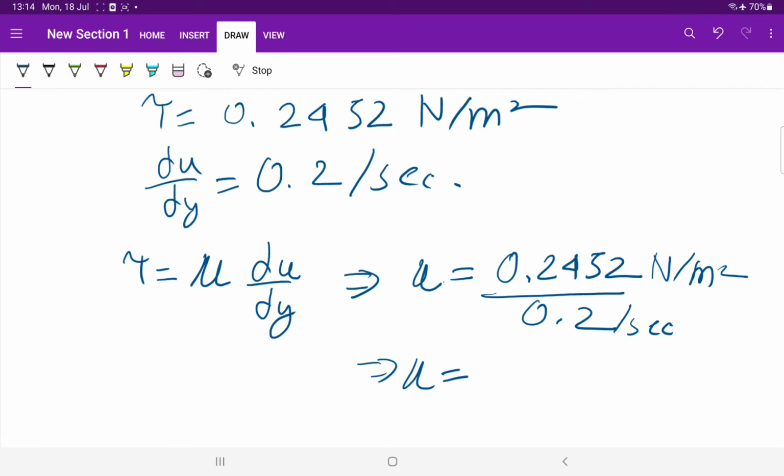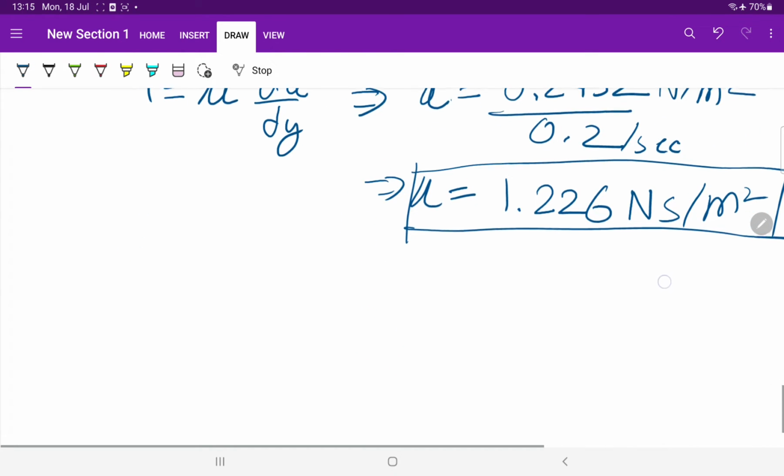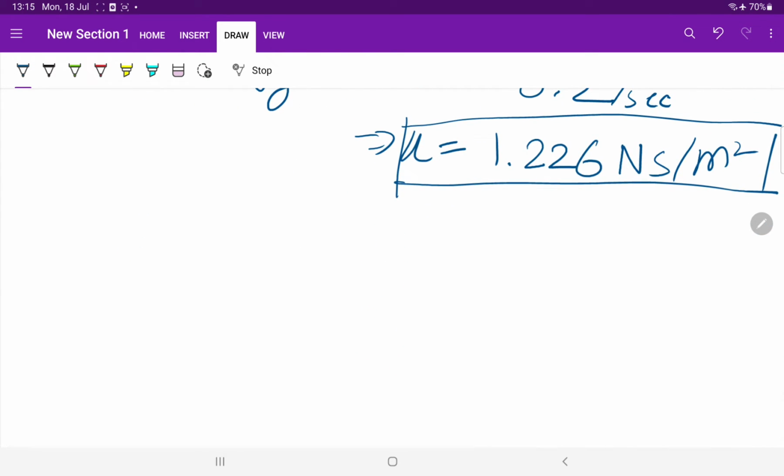So 0.2452, I'm just doing it in the calculator, 2452 divided by 0.2, so it will be 1.226. The unit will be Newton second per meter square. So mu is 1.226 Newton second per meter square. And now the kinematic viscosity, right?